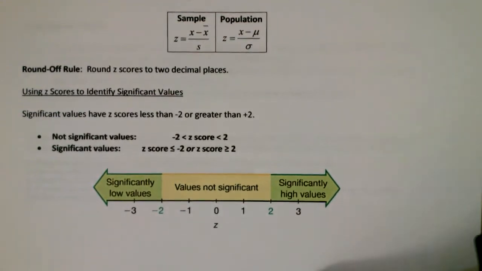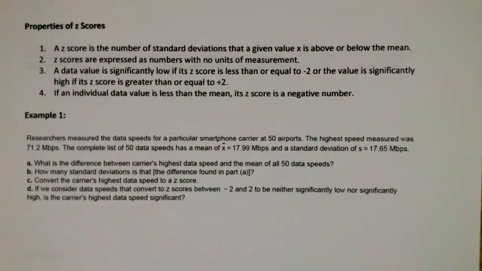So now let's look at some of the properties of z-scores. Number one, a z-score is the number of standard deviations that a given value x is above or below the mean. Number two, z-scores are expressed as numbers with no units of measurement. Number three, a data value is significantly low if its z-score is less than or equal to -2, or significantly high if its z-score is greater than or equal to +2. And of course, if an individual value is less than the mean, its z-score is a negative number. Like I mentioned before, z-scores can be positive or negative.